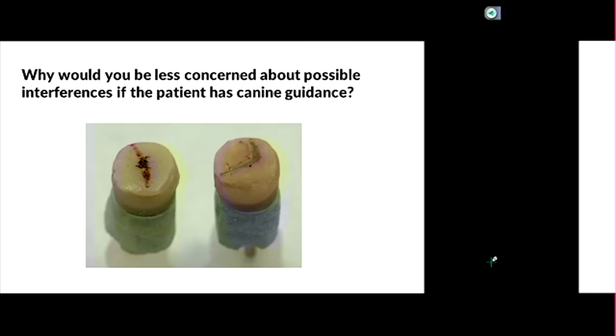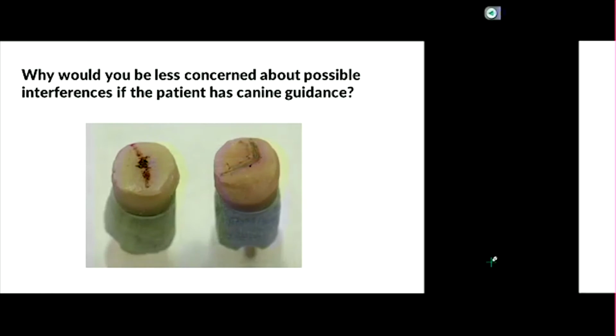Whereas group function, the idea is that multiple teeth are in contact. So maybe before you prep the crown, that molar was actually in group function. Now you've got to design this crown so that it's in harmony with the other teeth when that lower jaw moves in group function. Okay?